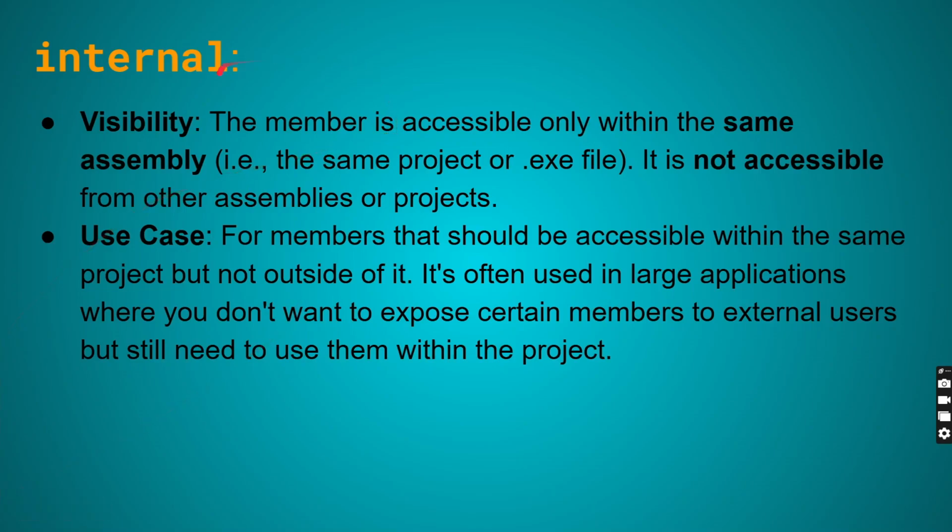Now the next one is the internal access modifier. Visibility: the member is accessible only within the same assembly, that means the same project or exe file. It is not accessible from other assemblies or projects.